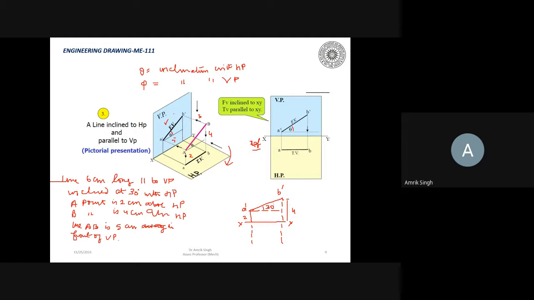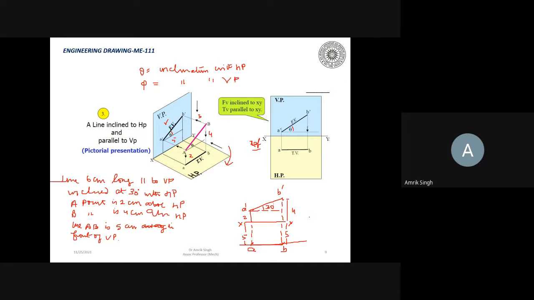ठीक है? समझ गया, डिस्टेंस ये 5 सेंटीमीटर है. तो हमने क्या करना है? We will locate a point which is at distance 5 centimeter. Okay. We will draw a line. So where they cut, this will be the projection AB. So this line will be dark, and this will be dark, and other will be light. So this is how a problem will be made.